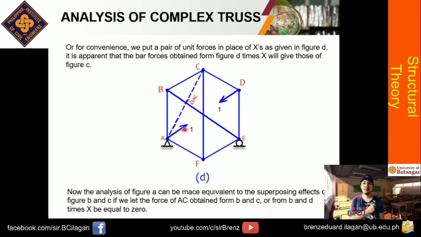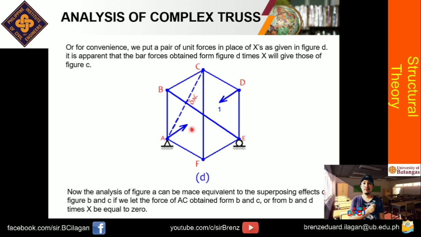Now, the analysis of figure A can be made equivalent to the superposing effects of figures B and C. If we let the force of AC obtained from B and C, or from B and D times X, be equal to 0. So, ganito naman ang mangyayari dyan guys. Ang mangyayari lang, yung external applied load P mo mawawala, and then mapapalitan lang siya ng 1 unit load in replacement doon sa X kanina. So, ito yung magiging value ng delta mo.